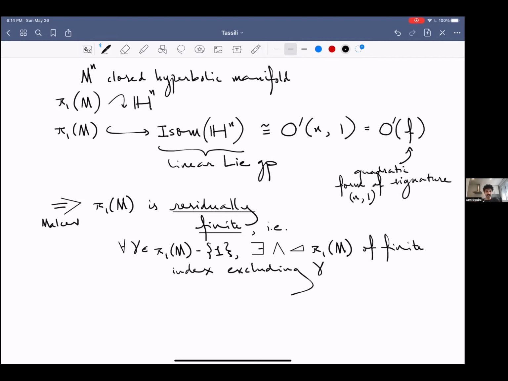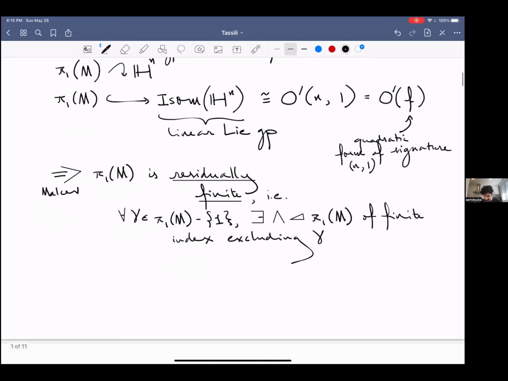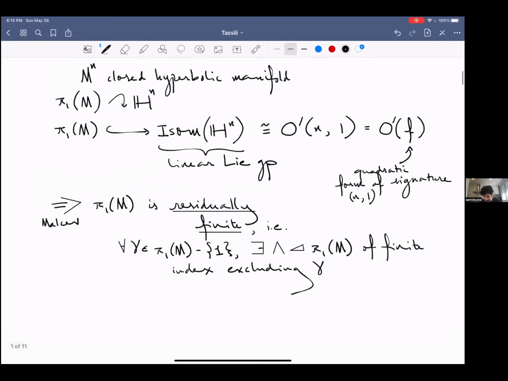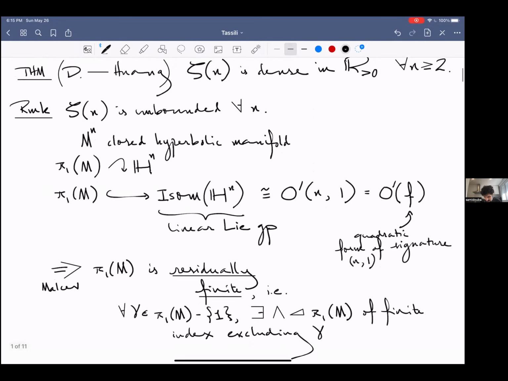group that's residually finite, it's also fully residually finite, which means that given any finite list of non-trivial elements, I can also find a finite index normal subgroup excluding all the elements in that list. So how is this relevant to justifying this remark?